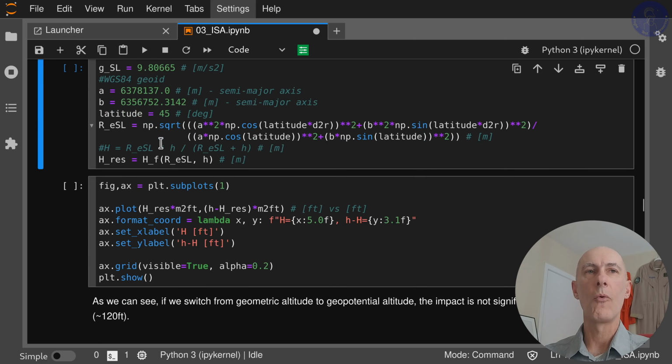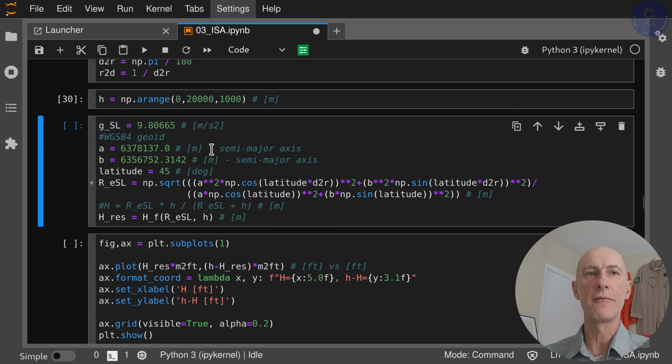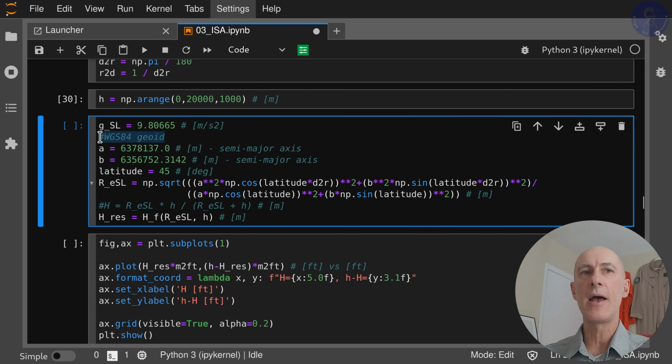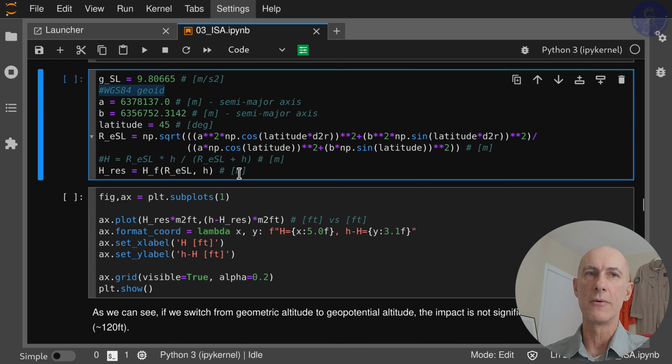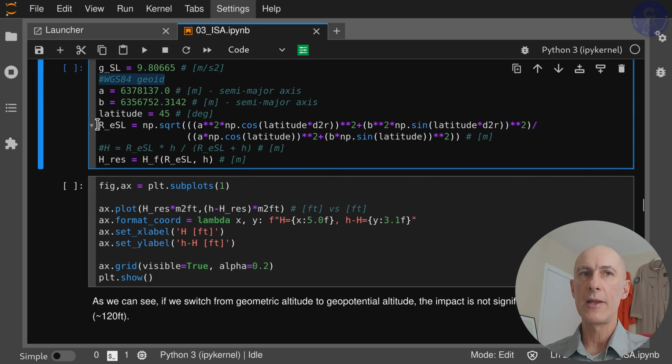And now what we need to do is define the radius of the Earth. And we're going to use the WGS84 geoid here. Because as you know, Earth is not a sphere, it's a squashed sphere. So the radius of the Earth varies as you change latitude. So taking the definition from WGS84, you have the semi-major axis A and semi-minor axis B with these numbers. And we're going to take the latitude at 45 degrees, which is in the middle.